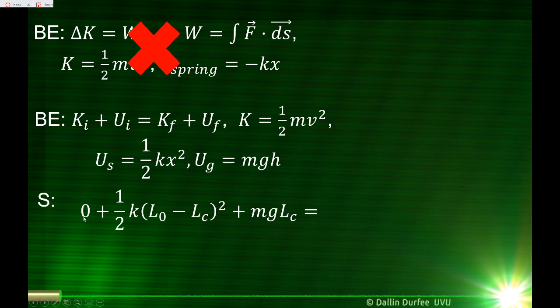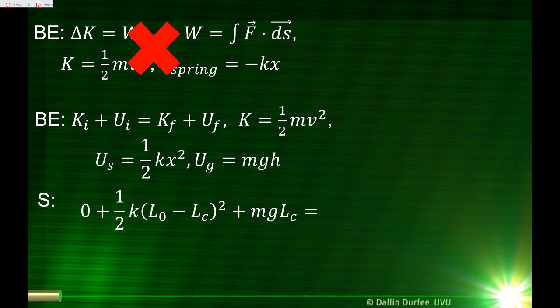The initial kinetic energy is 0. It's not moving. The potential energy due to the spring is just 1/2 k times how much the spring is compressed, squared. The amount it's compressed is its relaxed length minus its compressed length. And then the initial potential energy due to gravity is just mg L sub c.